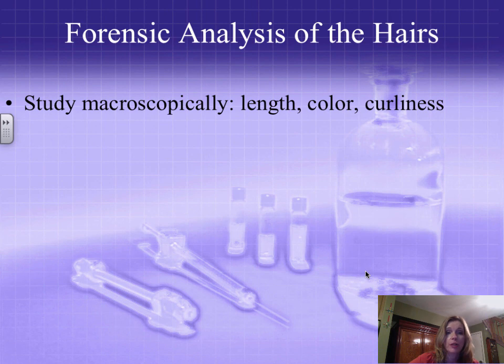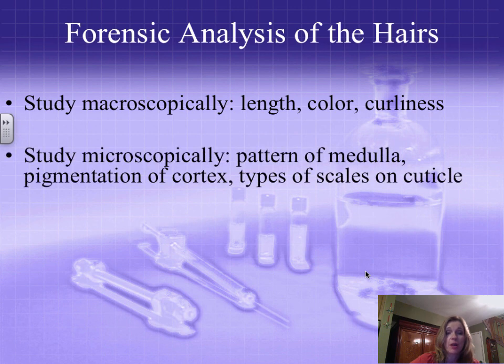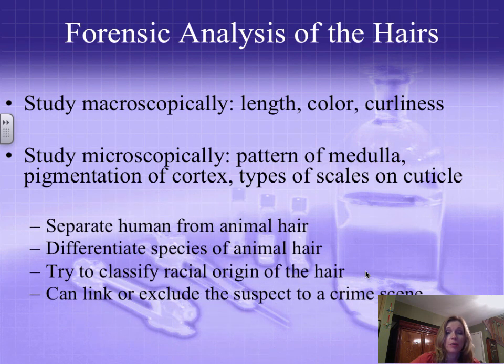So first thing you want to look at are macroscopic characteristics: the length of the hair, the color, whether it's curly or not. Then microscopically, what's the medulla pattern, one of those 5. The pigmentation of the cortex, what type of scales on the cuticle. You want to make sure that you separate human from animal hair. And if it is animal hair, see if you can figure out the species. Try to classify racial origin of the hair. And this can be used to either link a suspect to a crime scene, or it can exclude a suspect from a crime scene.